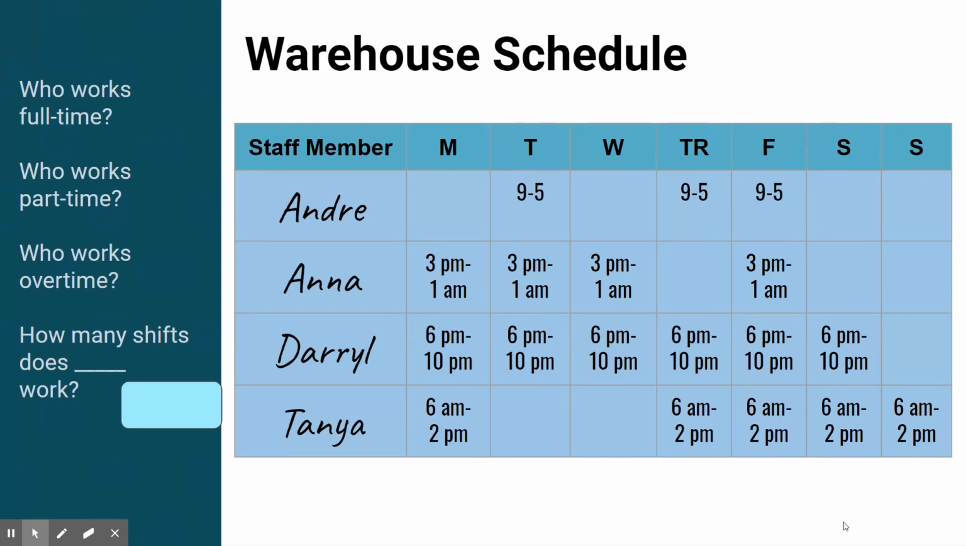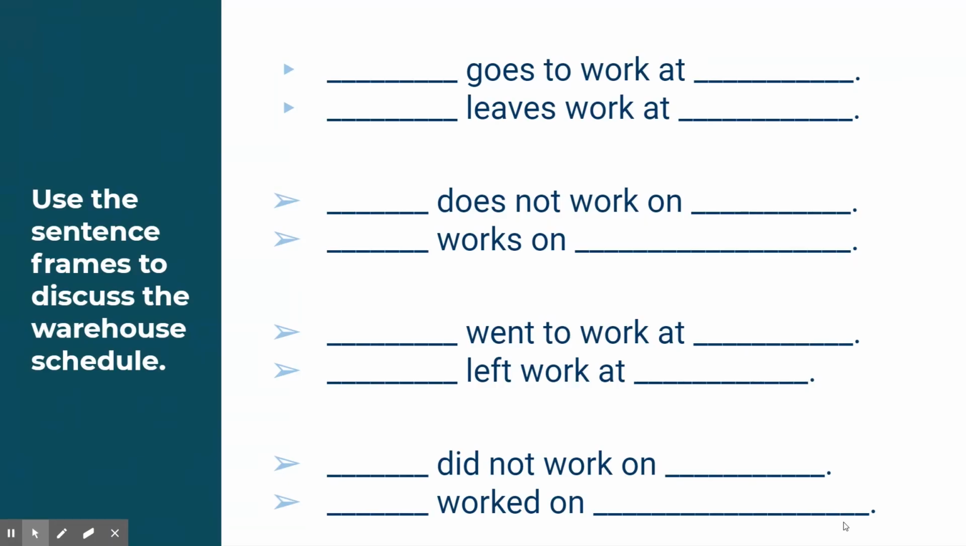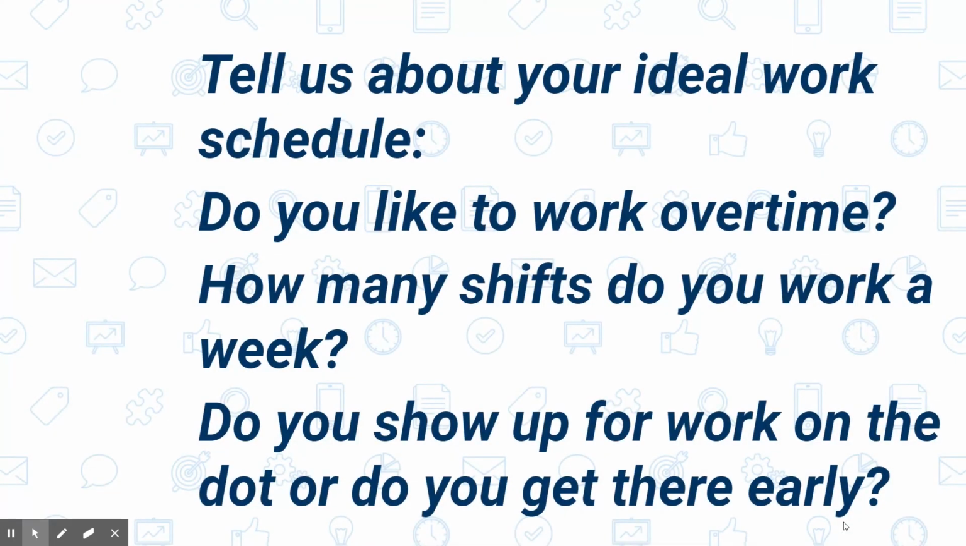Another thing that we'll look at here, which is more practice for you, is the warehouse schedule for different workers. And we could say who works full-time, who works part-time, who works overtime, how many shifts so-and-so works. And we have some sentence frames here, again, in present tense and past tense to answer those questions and to use when discussing this chart.